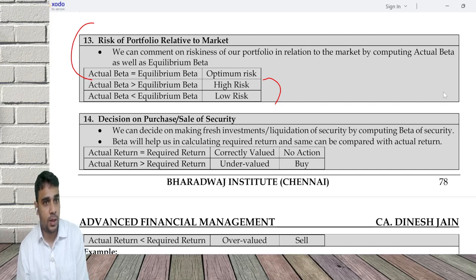You are not giving me the required return. Why should I give money to you? Why will I buy the company's shares? No, I'll sell it. If you as a company cannot give me the return, then why should I buy your company?